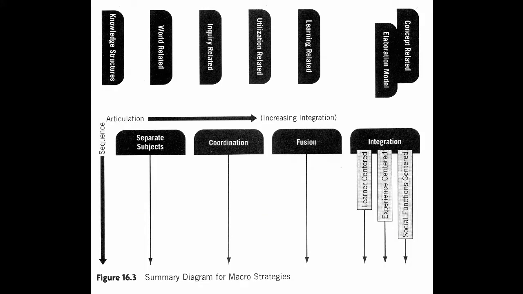This diagram is a summary of macro strategies. It's found on page 297 in the Smith & Reagan 3rd edition. I'm showing it to you just to review several ideas, the highlights, if you will, of this chapter, so you can review them in detail with a little bit of scaffolding here, or help you to organize it. But you have various curriculum sequencing structures along the top: world-related structure, inquiry-related structure, utilization-related structures, learning-related structures. And then you also have ways of integrating curriculum with tools and concepts to do that.